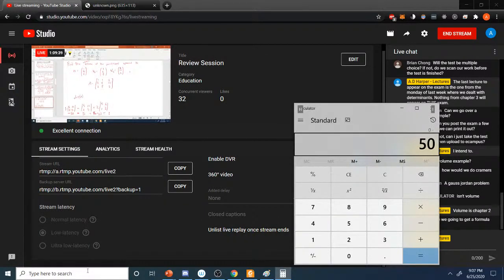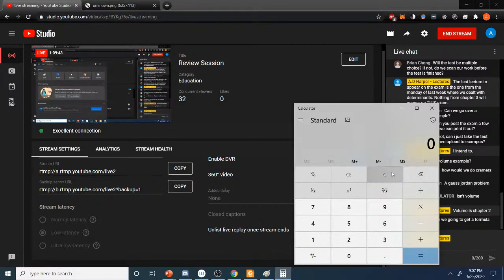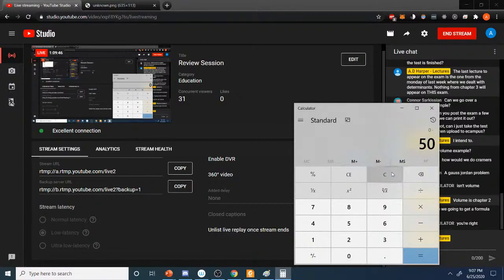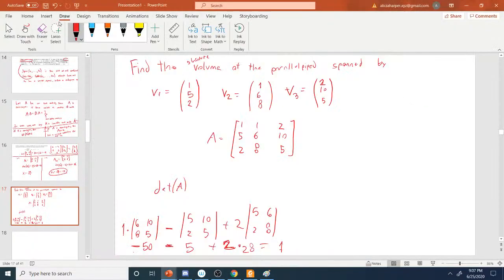Negative 50. Okay, it is 1. All right. Sorry, my brain is not working very well right now. But we find that the determinant of A is 1, and it's positive, so I don't have to take any absolute values. So we have computed this using cofactor expansion.